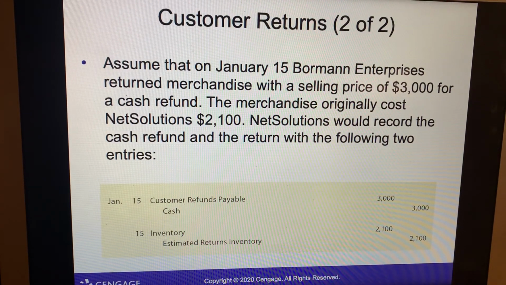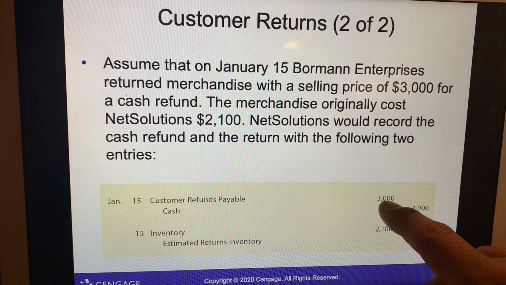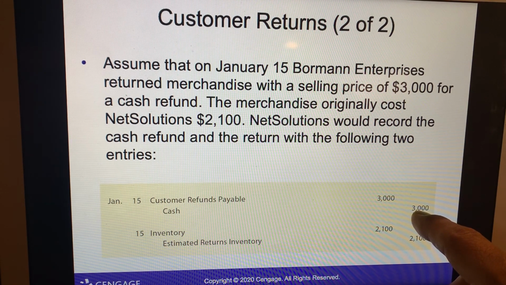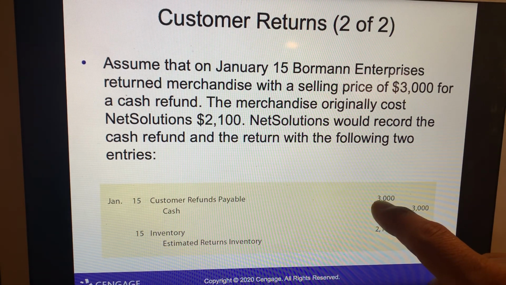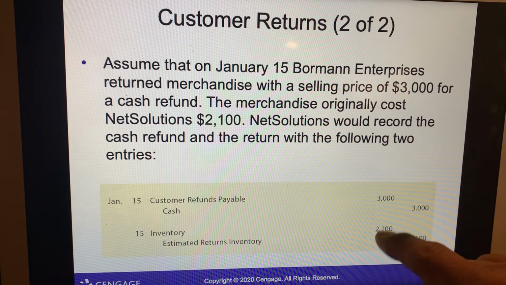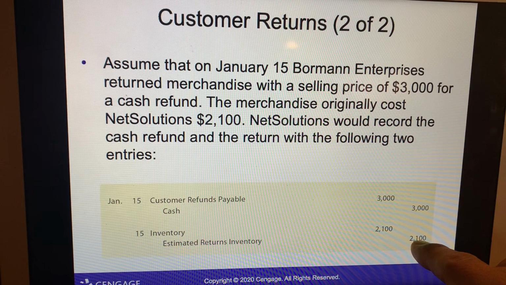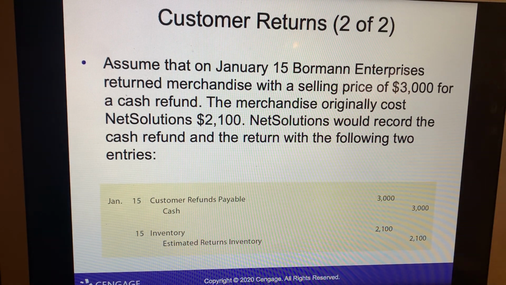So here's an example. The selling price is $3,000 and the merchandise's original cost was $2,100. So customer refund payable of $3,000, cash of $3,000. These are both balance sheet accounts. Inventory $2,100, estimated return inventory $2,100. So those are done simultaneously.